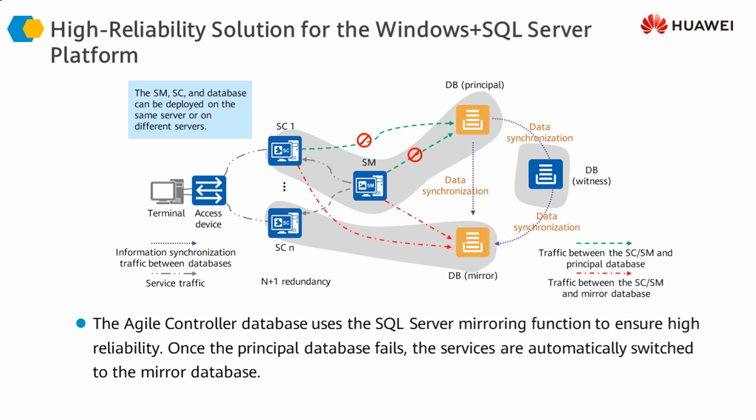So the terminals are going to be using an access device, a switch or an access point, to access the network. This switch or access point is going to be managed or controlled by the service controller. These service controllers are going to be controlled by the service manager. We cannot have service manager redundancy here, and the service manager is accessing the database or the redundant databases which are going to be working in mirrored format and being controlled by the witness DB. This is for the Windows plus SQL Server environment.